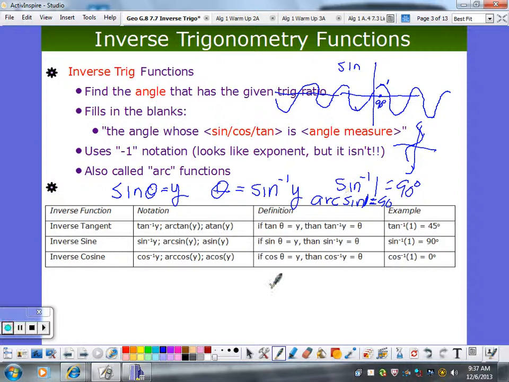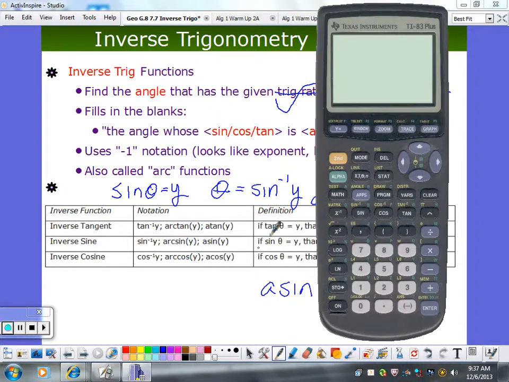And some calculators say asin. That means the inverse. Look at your calculator. Can you find where those are? If you find your sine key, look up in the little second part. See that up there? You get that by pressing the second button and then the function.